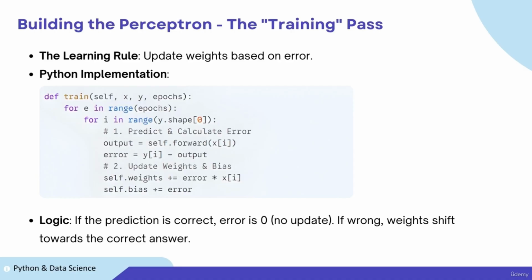How does it learn? We loop through the data. We make a guess. We calculate the error. If the error is 0, we do nothing. If there is an error, we nudge the weights using this simple line of code: self.weights plus equals error times input. This loop repeats for a set number of epochs until the error is minimized. Logic dictates that if the prediction is correct, the error is 0 and no update happens. If wrong, the weights shift towards the correct answer.